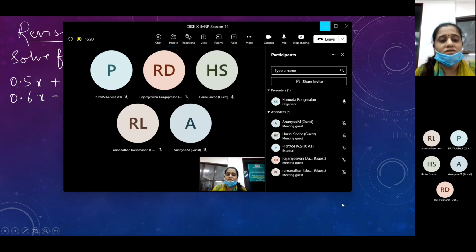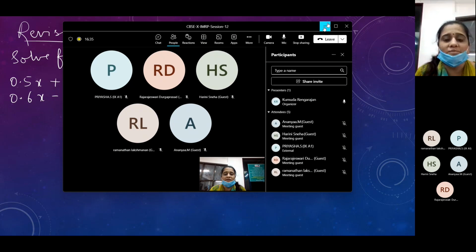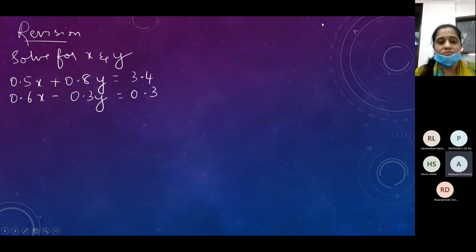Ananya, Harini and Sneha, Priyasha. Ma'am, I was doing some work. Only now I started to copy the question. The presentation was not visible. I will complete the question last. Okay, x is 2, y is 3. Make a note of the answer. Got the answer, ma'am. Very good. Next one.